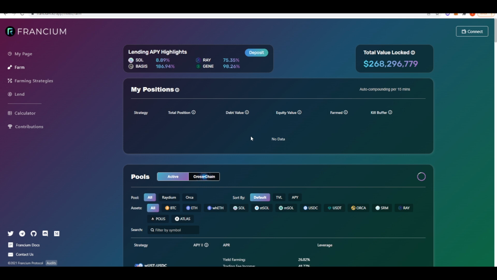And this strategy isn't something that you can just set up and walk away from. You're going to have to actively monitor it and rebalance as the price of whatever asset that you're farming moves in and out of certain ranges. So just keep that in mind.